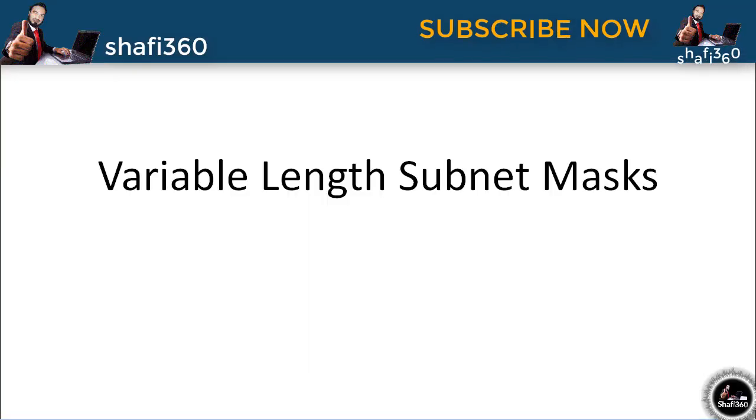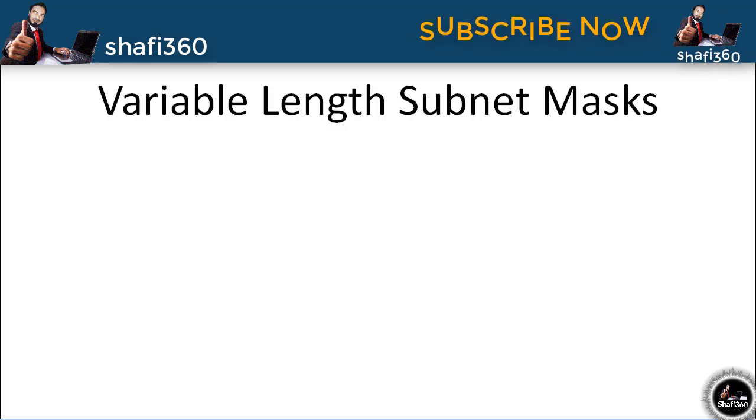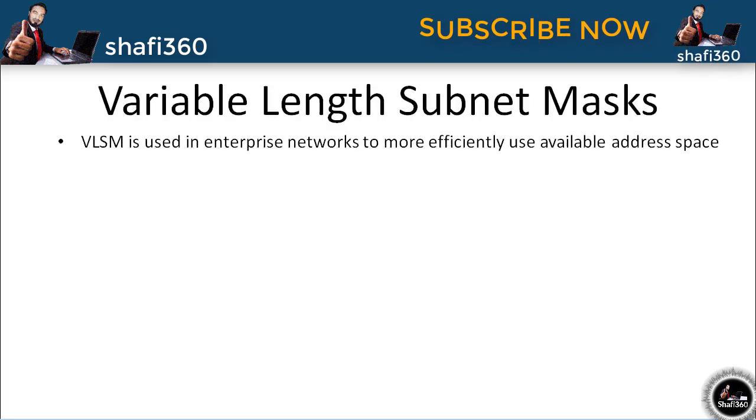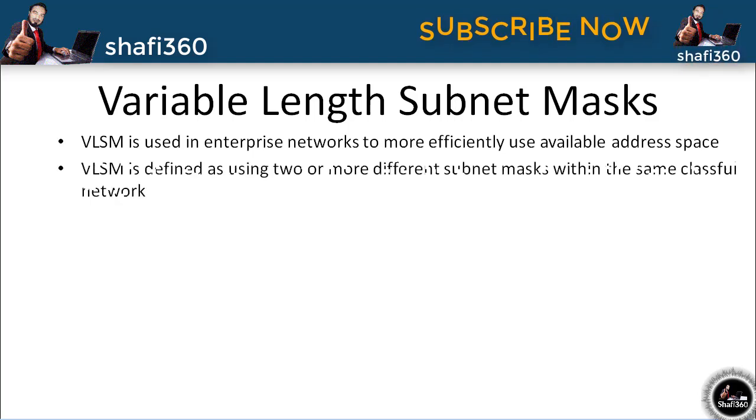So now we're going to move on and talk about Variable Length Subnet Masks. Variable Length Subnet Masks, or VLSM, is used in large enterprise networks to more efficiently use the available address space. And VLSM has a very specific definition. Essentially, VLSM is defined as using 2 or more different subnet masks within the same classful network.